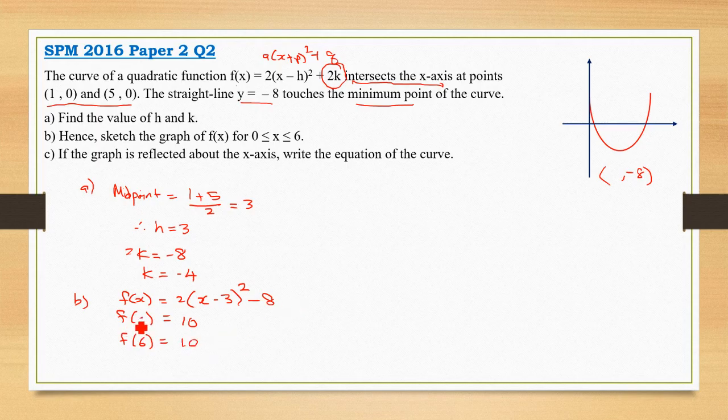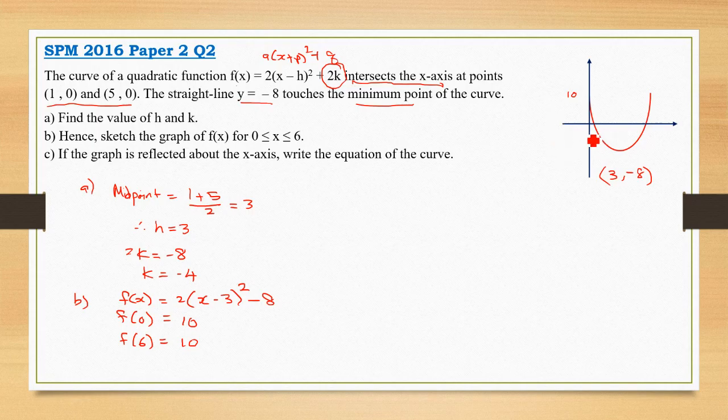So your endpoints here are 10, and you have the points (1, 0) and (5, 0), as well as your minimum point. Your minimum point is (3, -8), which is the lowest point. The highest value here will be 10. Okay, so it's one straight line at the point x is 0 as well as at the point x equals 6.